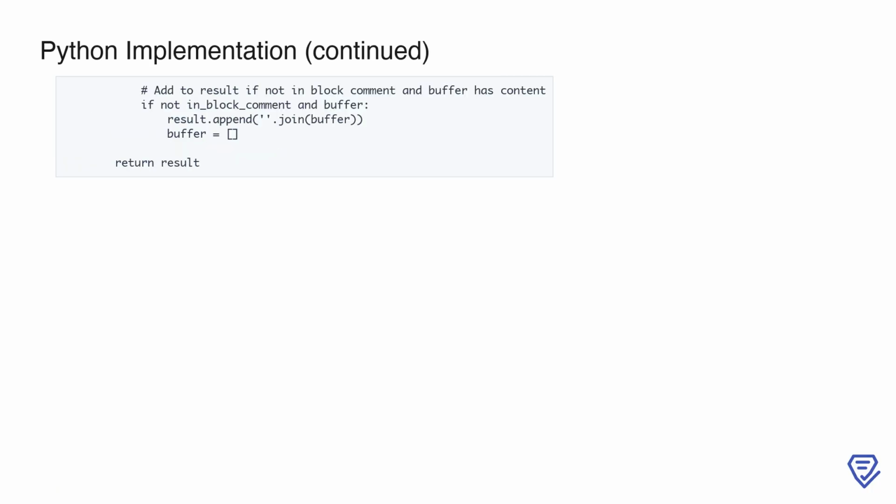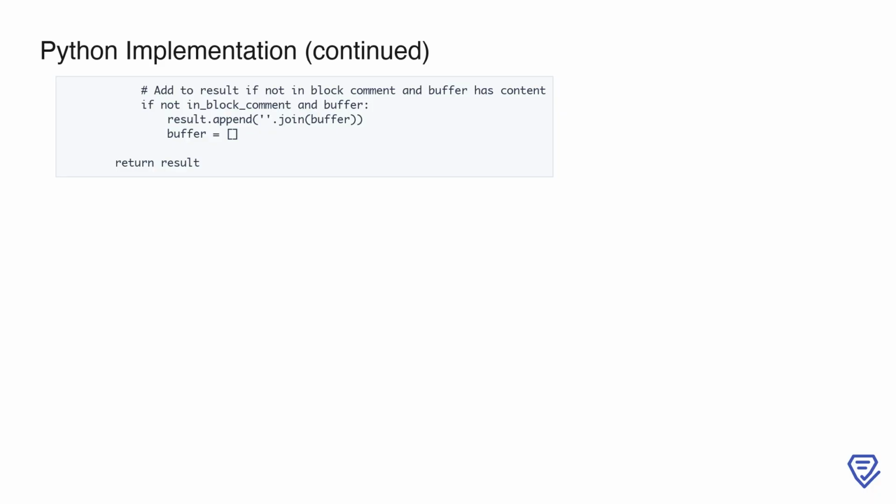If we are inside a block comment, we check whether the current and next character form the end of the block comment, represented by */. If so, we set in_block_comment to false and move the pointer forward. Otherwise, we simply continue iterating through the line.